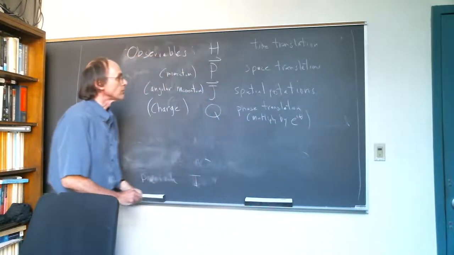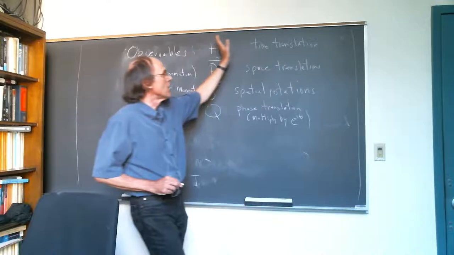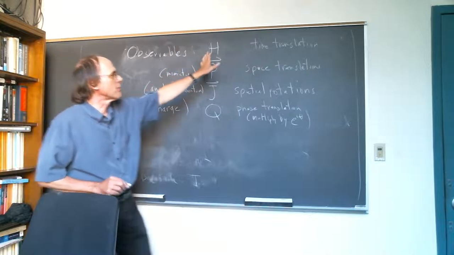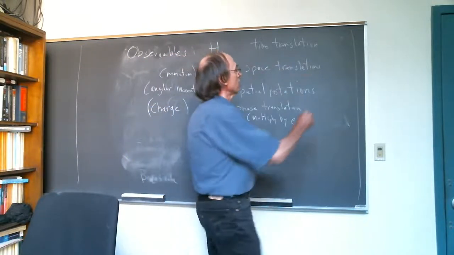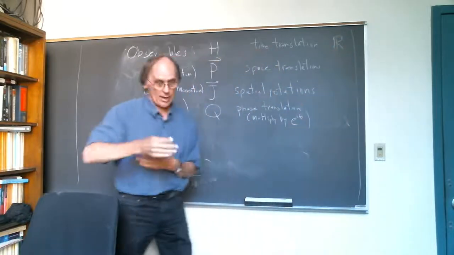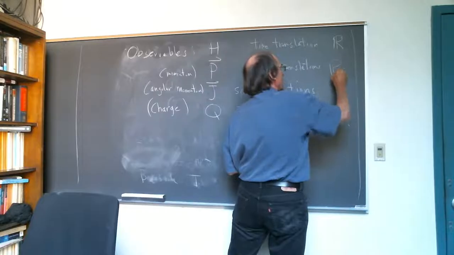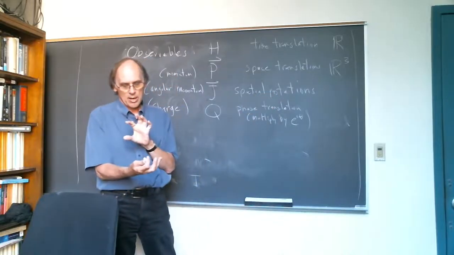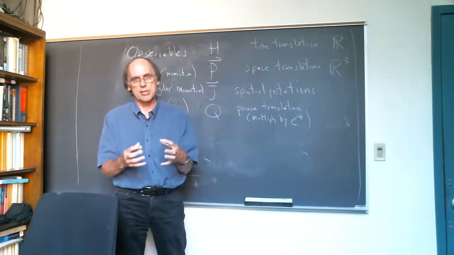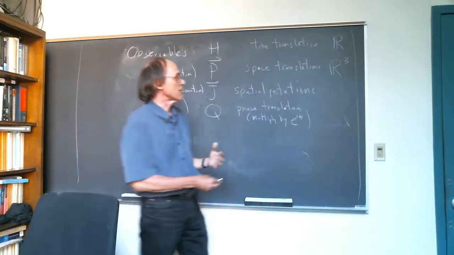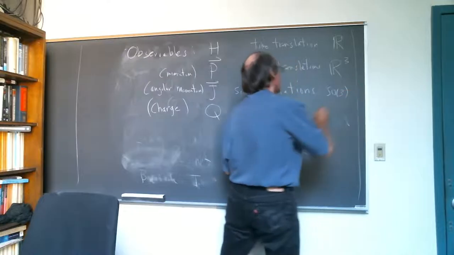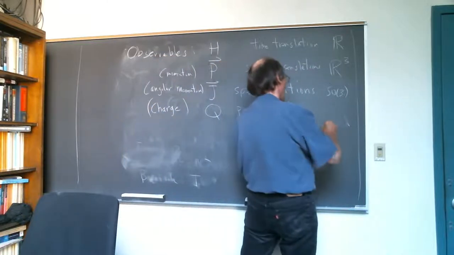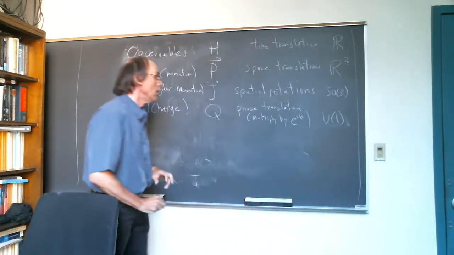Now it turns out each of these corresponds to a group. If you do all the time translations, you get a real number line of time translations. If you do space translations, you have three copies of it. We'll say a lot more about this in the class as time goes on. All the spatial rotations of three-dimensional space form a group called SO(3). If you multiply things by phases, this also forms a group, which we'll call U(1).